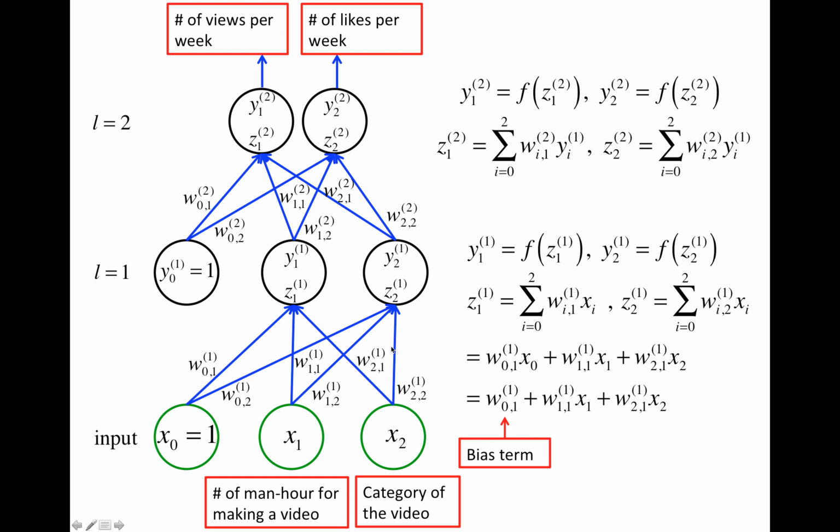It's not obvious to us, right? We don't really know how to do that. But suppose we have lots of data from previous videos made either by ourselves or by other people, and for each previous video we have a record of the number of man hours used for making that video and the category of that video's content. And also, we have a record for the average number of views and likes per week for that previous video, right?